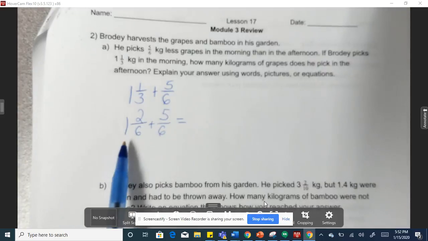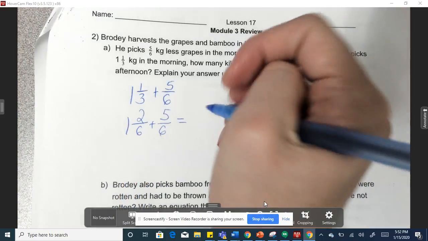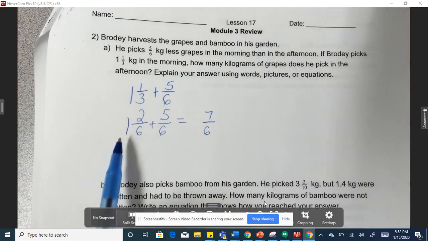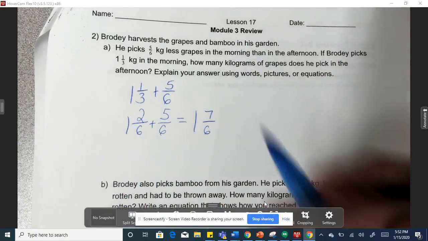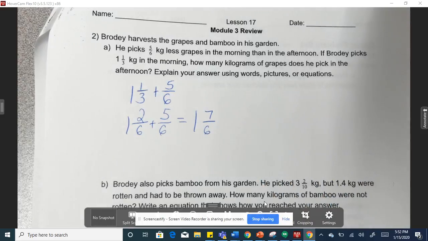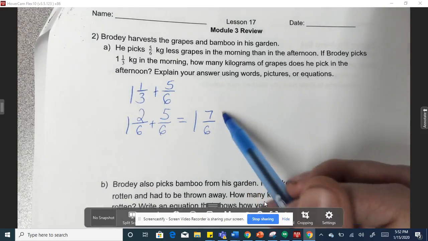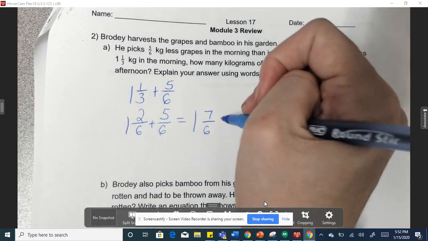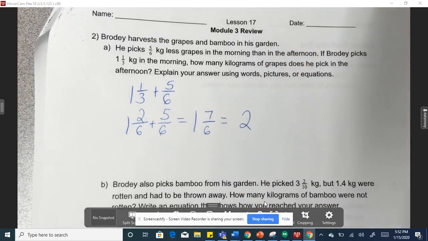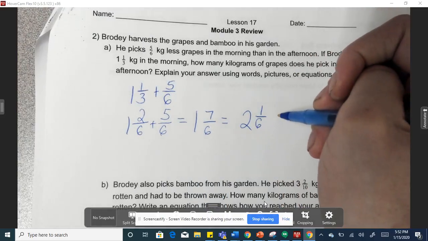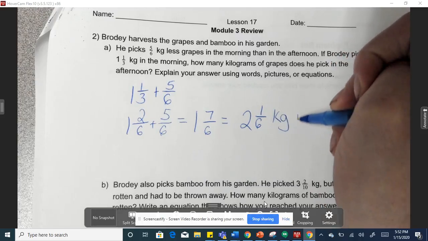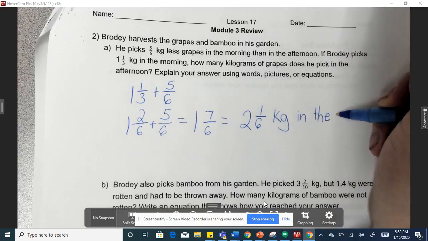Now we can add. Starting with the fraction, 2/6 plus 5/6 is 7/6. 1 plus no wholes is 1. So 1 and 7/6. Oh, but our numerator is bigger than our denominator, so we can actually regroup and add 1 to the whole. So when we add 1 to the whole, we now have 2 wholes. I know that 1 whole is represented as 6/6, and we need 1 more sixth to get to 7/6. So we have 2 and 1/6 kilograms in the afternoon that he picks up.